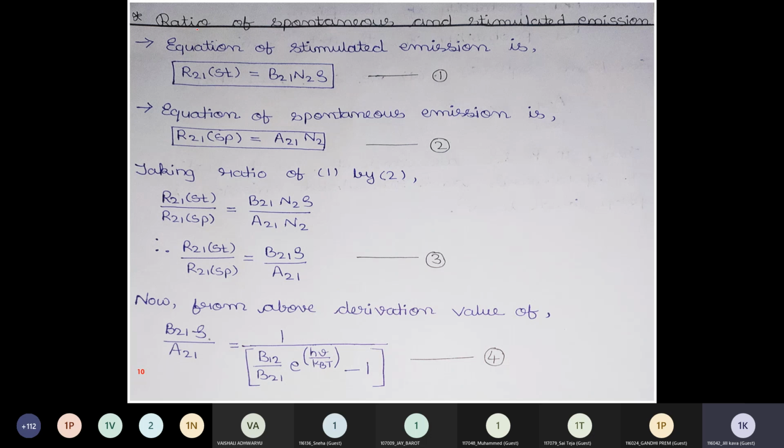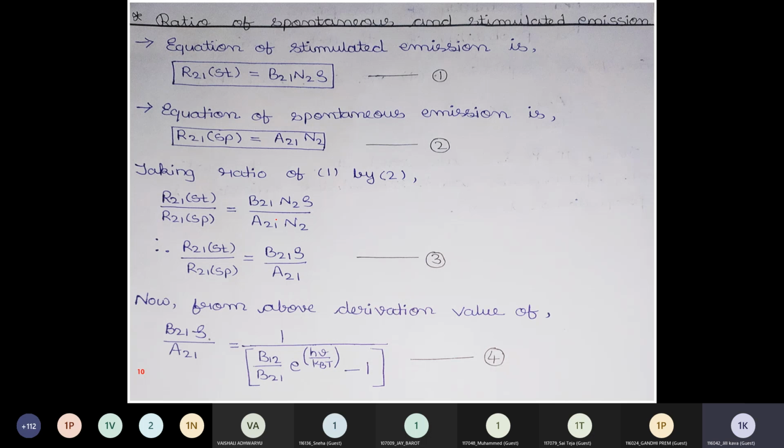Now, the second point is the ratio of spontaneous emission and stimulated emission. The equation of stimulated emission is R21 stimulated equal to B21 N2 rho, and of spontaneous emission is R21 spontaneous equal to A21 N2. Now taking the ratio of stimulated upon spontaneous, we get B21 N2 rho upon A21 N2.